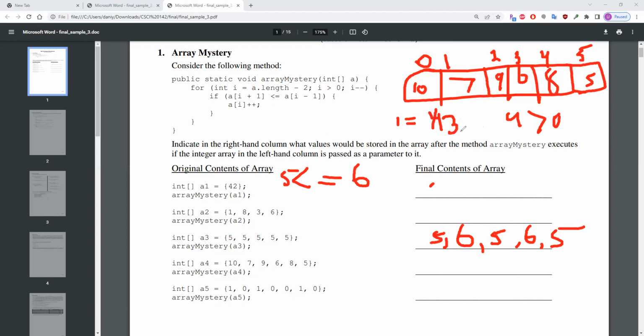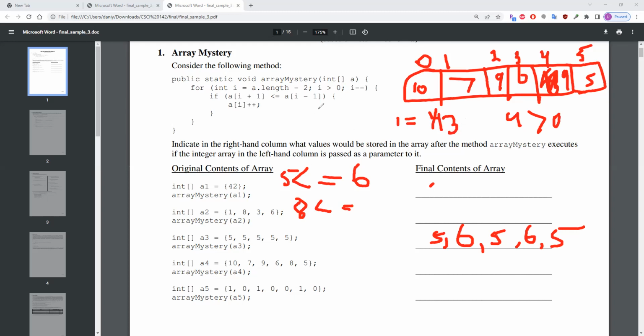I is 3, 3 plus 1 is 4. What we have at index 4? It's 8. Is 8 less than or equal to, oh sorry, the previous one was true. 5 is less than or equal to 6. It's less than 6, so we go inside, A of I plus plus. A of I was 4, at index 4 was 8, and 8 plus plus will be 9. And then you do I minus minus, we are at index 3.